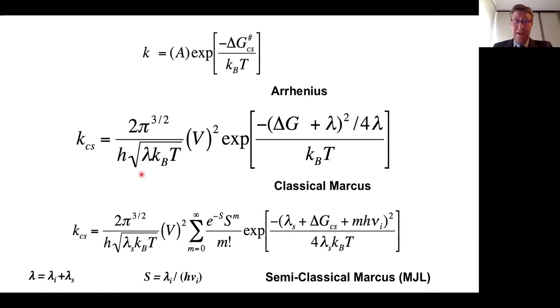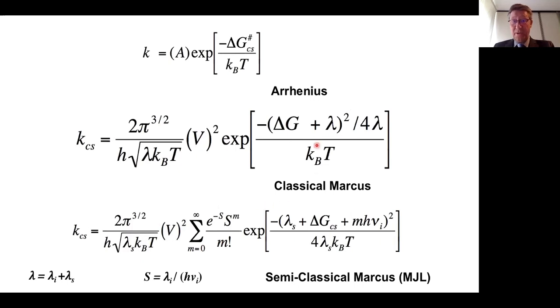And then we see that the pre-exponential factor is actually almost the same, but the classical contains the total lambda, while the semiclassical contains only the solvent reorganization, so the outer sphere reorganization energy, and not the total lambda. Now, the second part of the equation has changed because it is now containing a summation of functions.